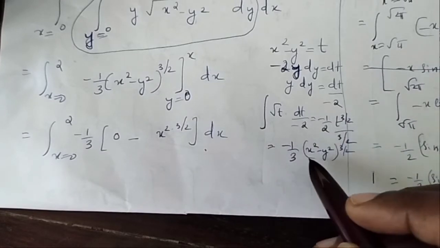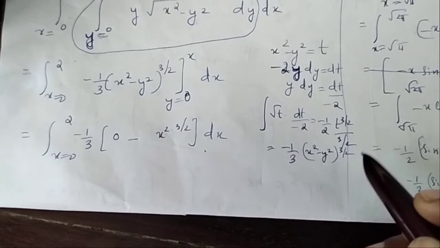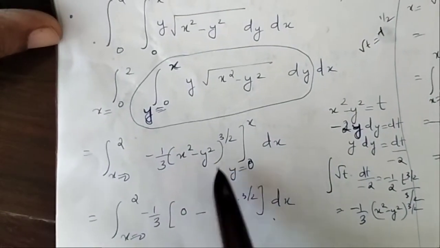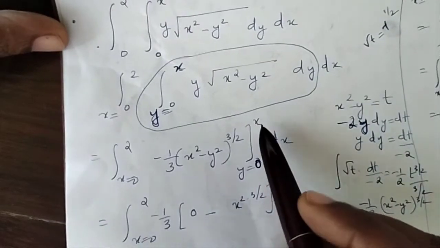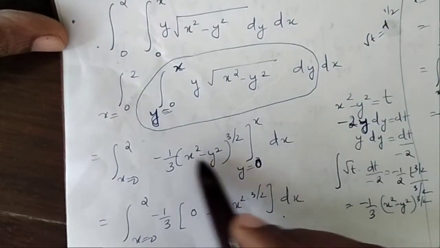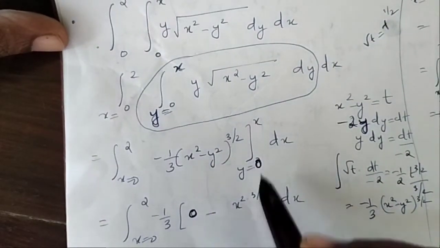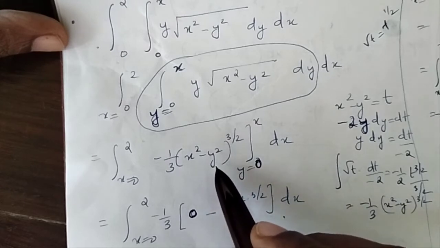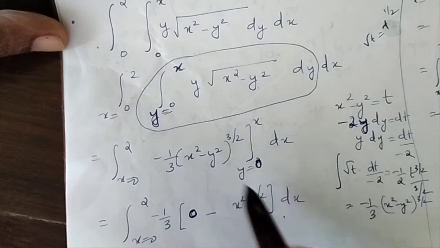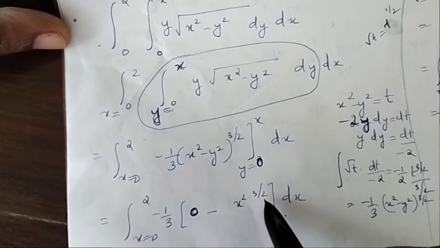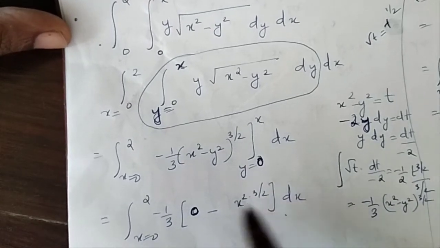And what is t? T is x square minus y square, the whole raised to 3 by 2. So minus 1 by 3, x square minus y square raised to 3 by 2, y from 0 to x. So substituting the limit, if y is x, x square minus x square is 0. If y is 0, then it is x square raised to 3 by 2. It is x cube. Okay. So the answer is minus 1 by 3 into x cube.